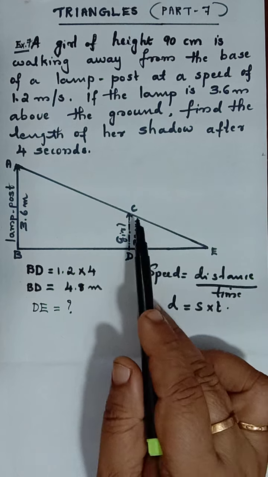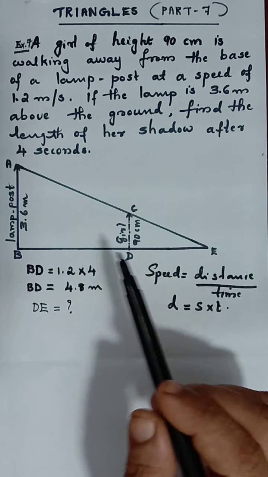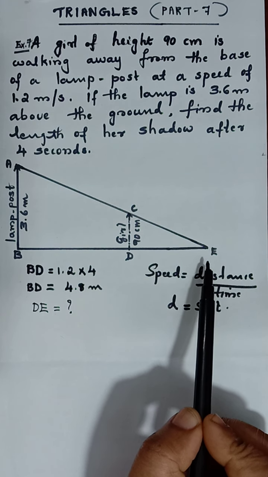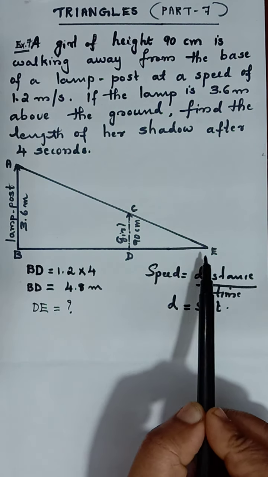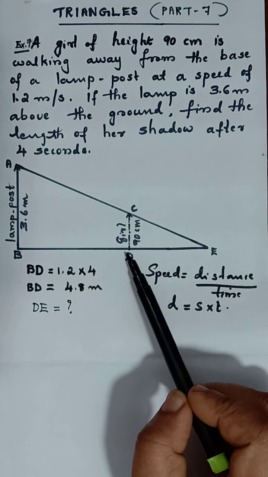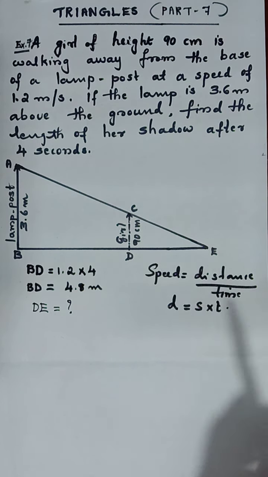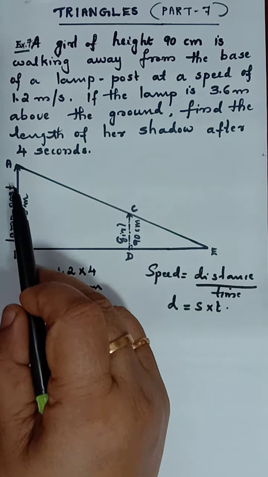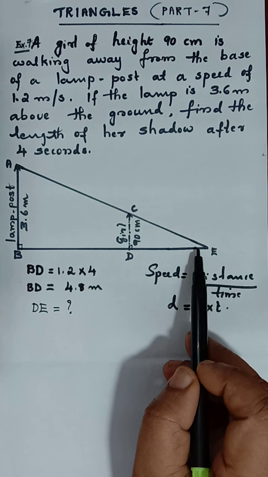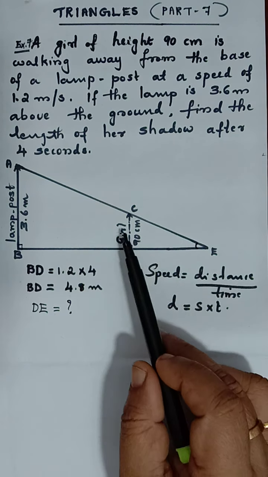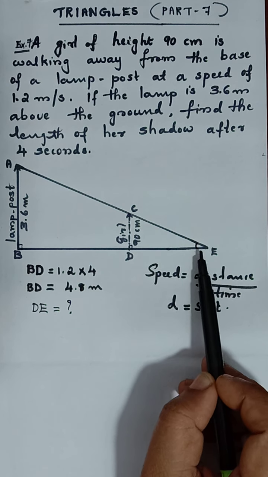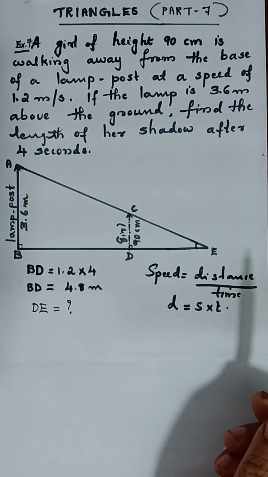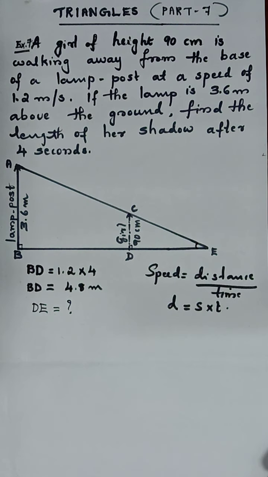Triangle ABE and CDE. So here we know that AB is perpendicular to base BE. Lamppost is perpendicular to BE. CD is the girl perpendicular to BE. As they are perpendicular, it forms 90 degree here. Similarly, for ABE triangle, we have an angle E. Also for CDE triangle, we have an angle E. So by a similarity criterion, we can say that these two triangles are similar.